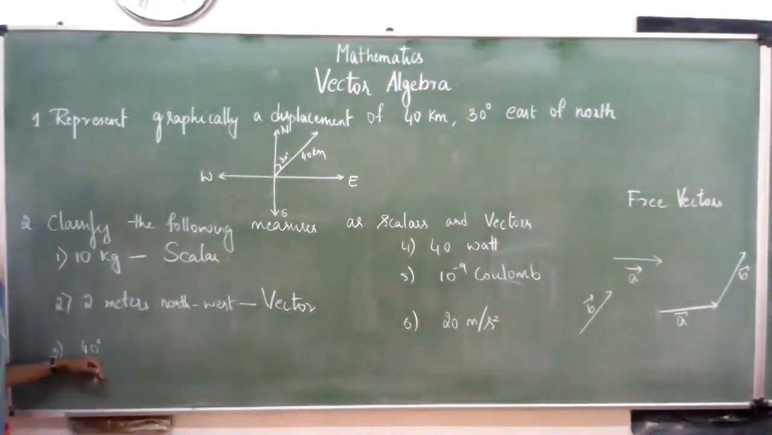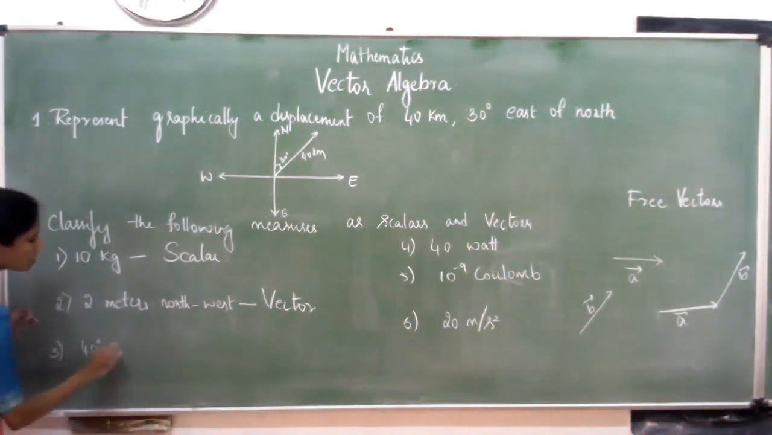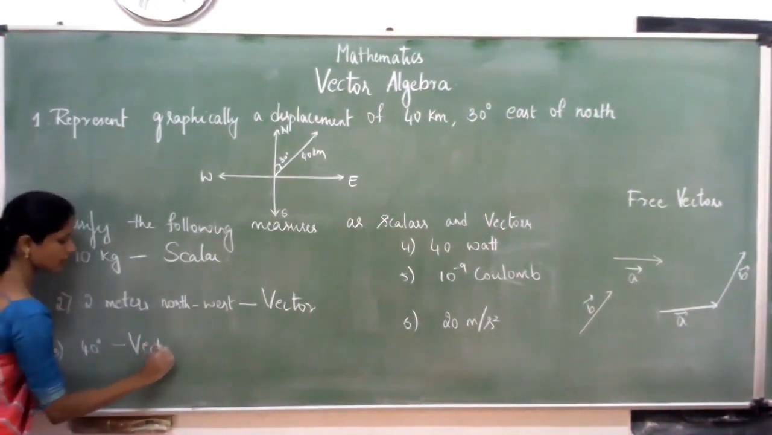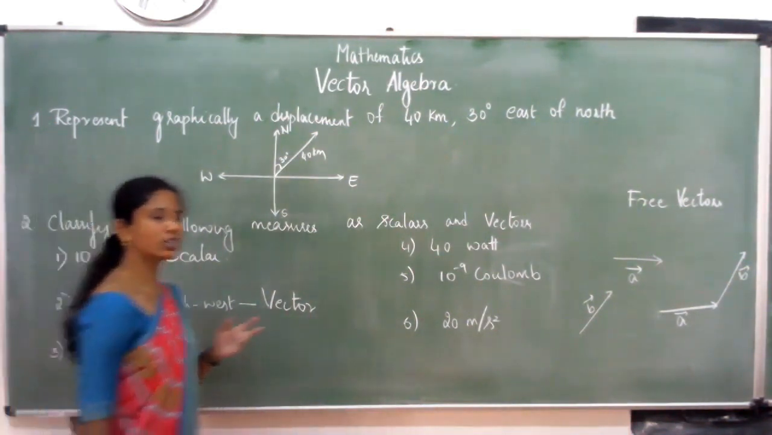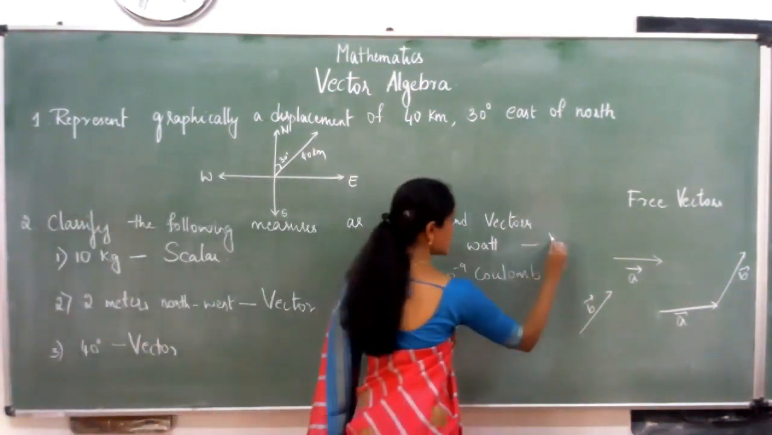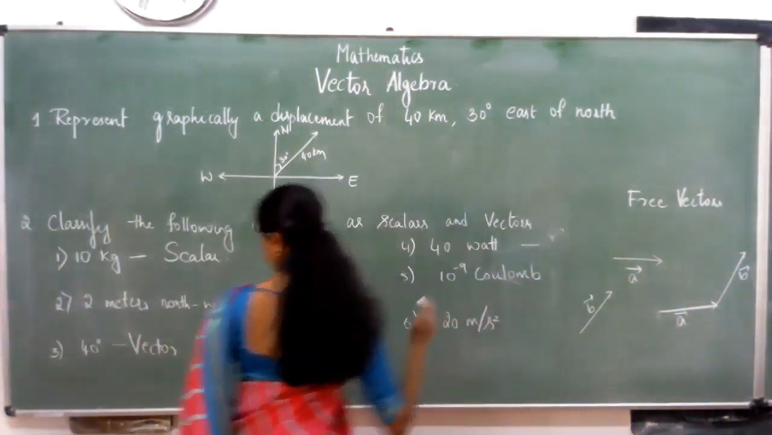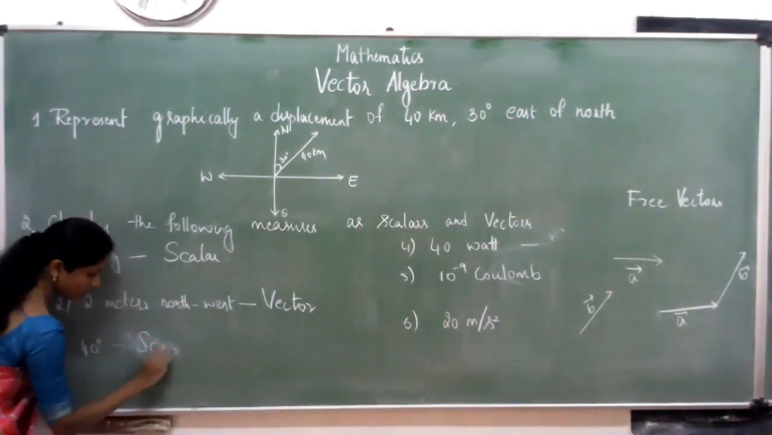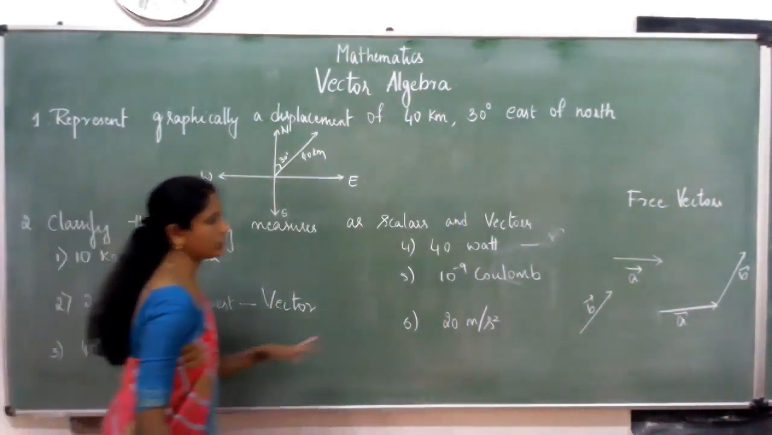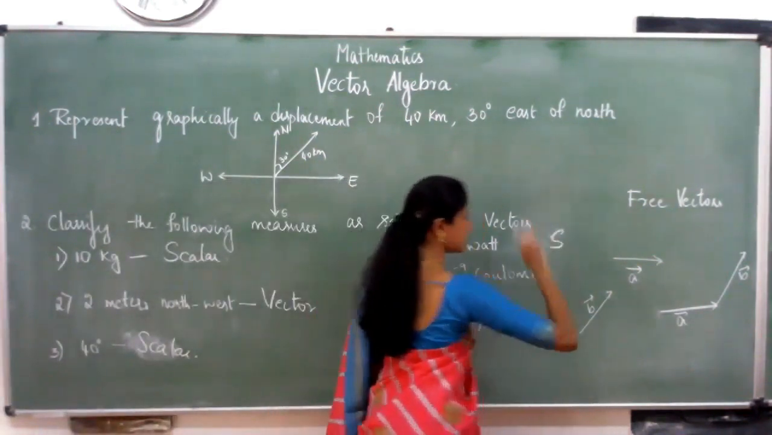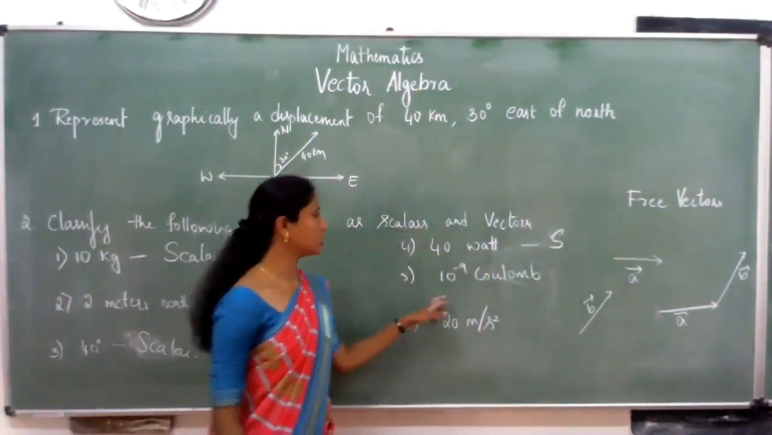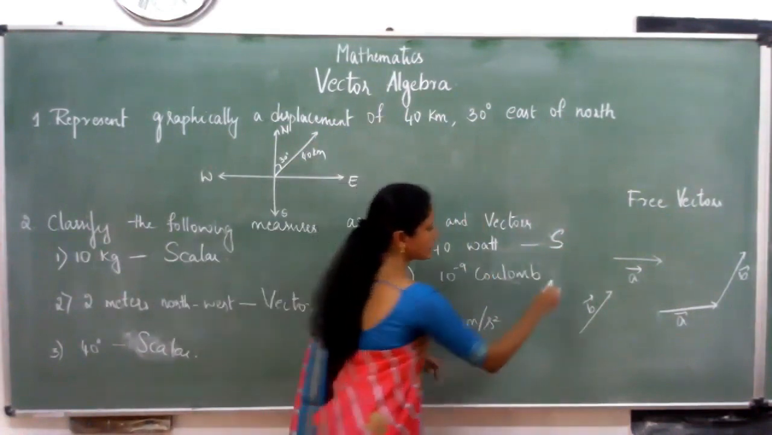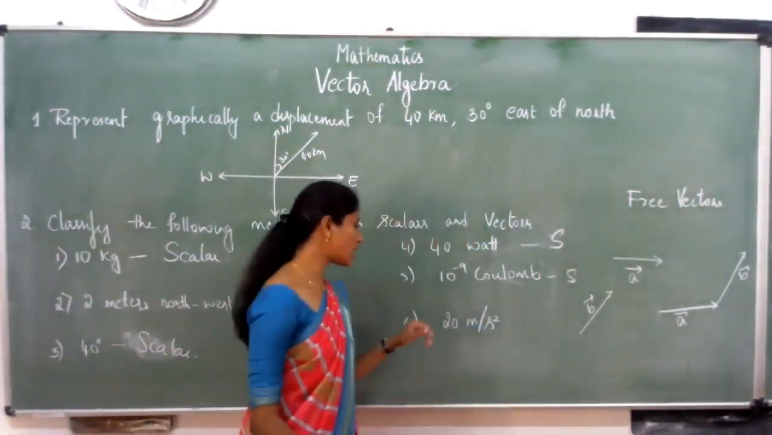Next, 40°. If I say 40°, there is no direction. This is just a magnitude, so it is a scalar. Then 40 watt. Again there is no direction. So this will be a scalar. Again you have 40 watt. Again this is a scalar. 10 to the power minus 9 coulomb. Remember it is a scalar.